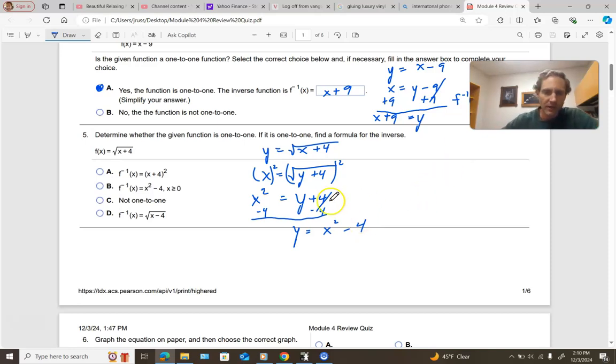Okay. Now, technically, you should restrict the domain. But you don't actually have to know that to figure out which choice it's going to be. The domain has to be restricted only to values of x that are greater than or equal to 0. Okay? Because that's what the range of this original function is. That original square root function stays strictly above the x-axis. And so the domain for my inverse function needs to be strictly to the right of the y-axis. Anyway, it's going to be choice B.